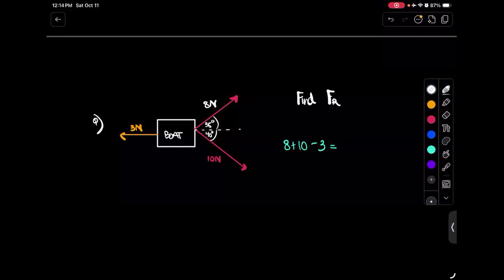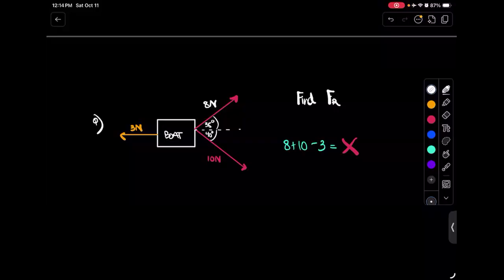What do you think? No, I cannot do that. Why? Because these are not all at the same angles. You first have to make sure they're all at the same angle. So what do I do over here? Any idea, guys? How do I do this question? How do I find out the resultant force?